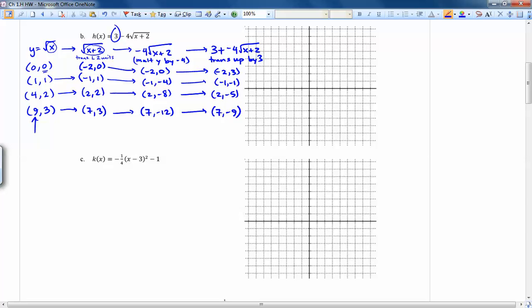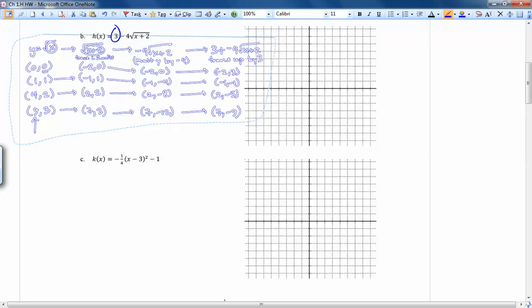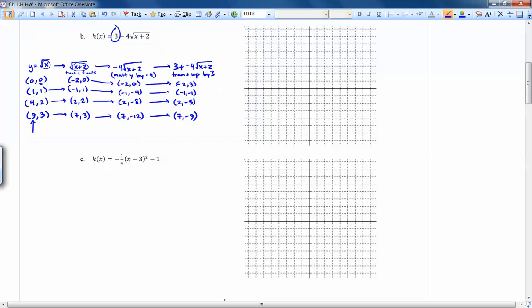Okay, so if I plot these, let me shrink this down. I want to plot these final points here. So (-2, 3): 1, 2, 3. (-1, -1) right here. (2, -5): 1, 2, 3, 4, 5. And 7, then negative 9: 1, 2, 3, 4, 5, 6, 7, 8, 9 would be down here. And it won't write. There we go.